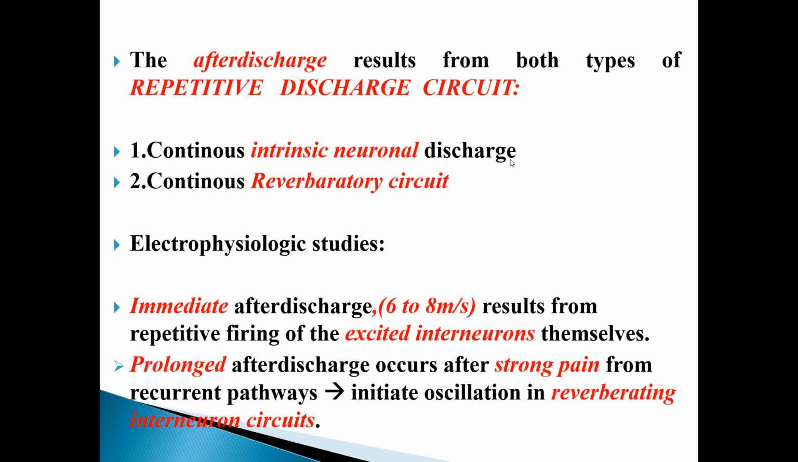Now, electrophysiological studies do show that there is immediate after discharge and prolonged after discharge. What is immediate after discharge? That is going to occur within about 6 to 8 milliseconds, resulting from repetitive firing of the excited interneurons themselves. Then there is prolonged after discharge, which occurs after strong pain from recurrent pathways, and they initiate oscillation in reverberating interneuron circuits.